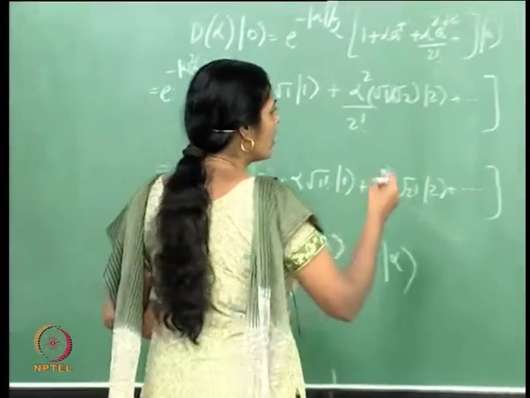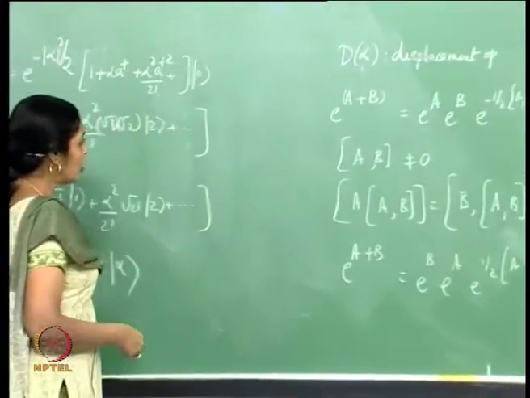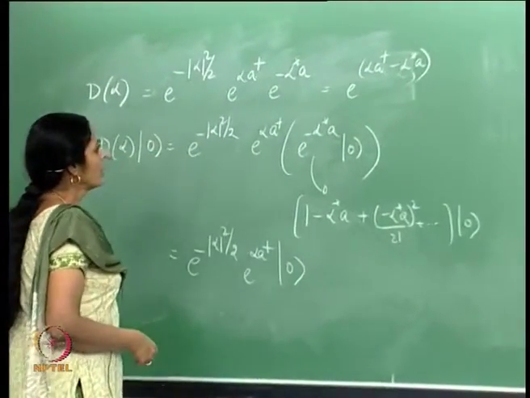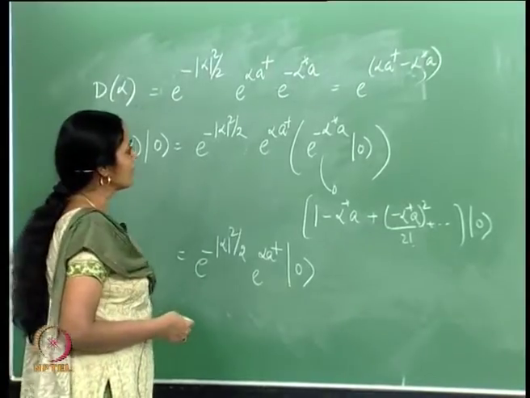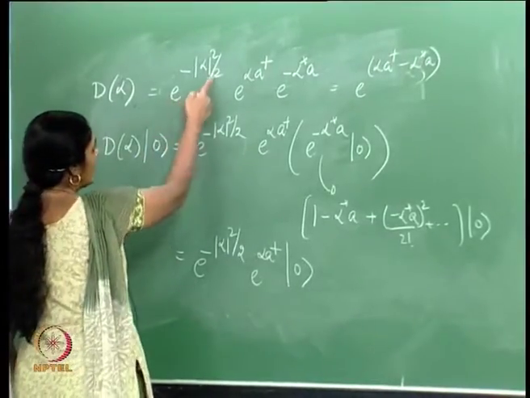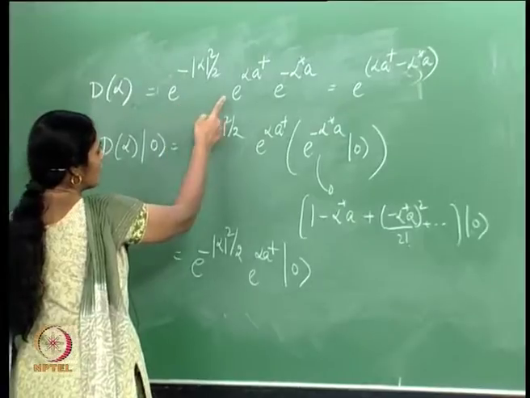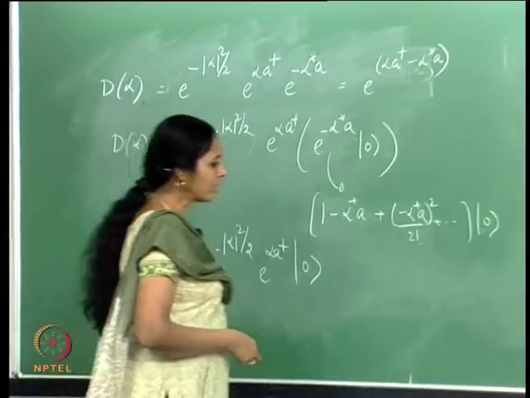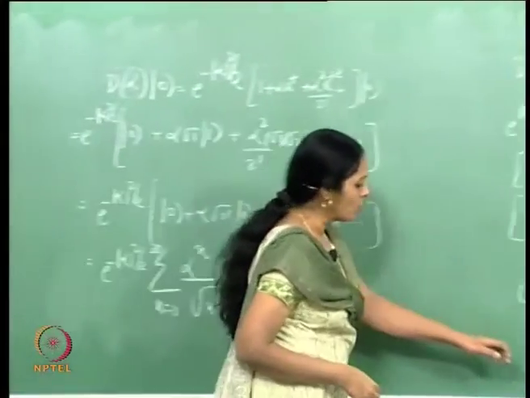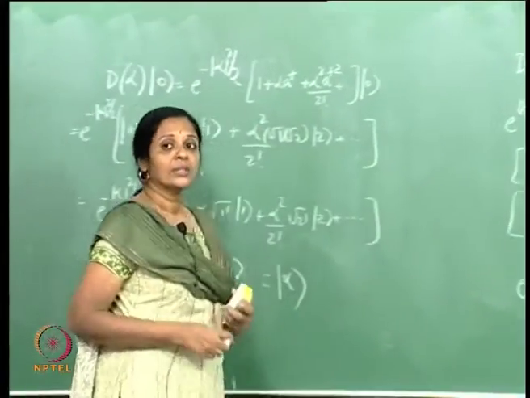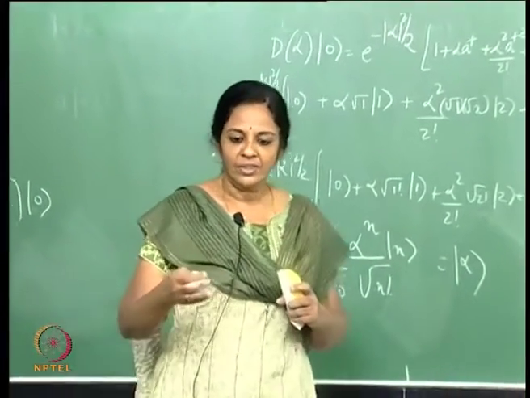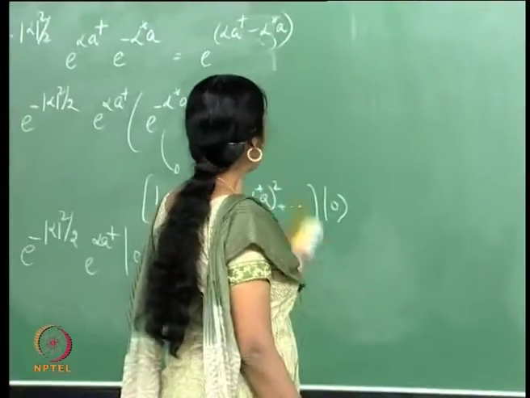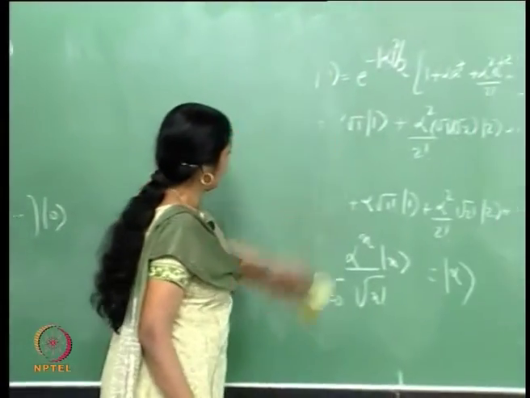So I have used one such specific formula in this case, and I have written the displacement operator as e to the alpha a dagger minus alpha star a, or I can pull out this e to the minus mod alpha squared by 2 and write it in this manner, which is what I have done. What I have shown is that the displacement operator acting on ket 0 gives me ket alpha as the resultant state. It is obvious that the displacement operator is a unitary operator.